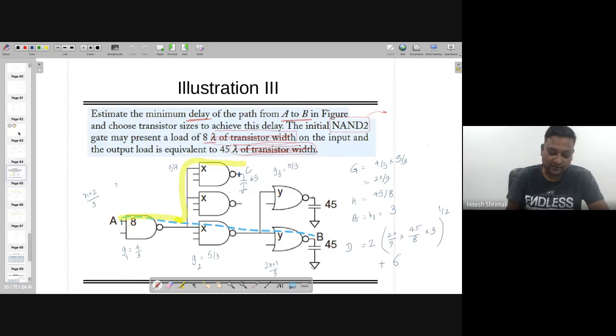But notably, this number has to be known because we need to know the 45 divided by 8, which is the electrical effort. If you don't know this one, then we cannot calculate any other things. So that has to be given, or you have to assume something. And that is what has been presented over here, that it's 8 times the transistor width, and other things like lambda is the minimum number. That's what has been kept here. But for simplicity, we can avoid it.